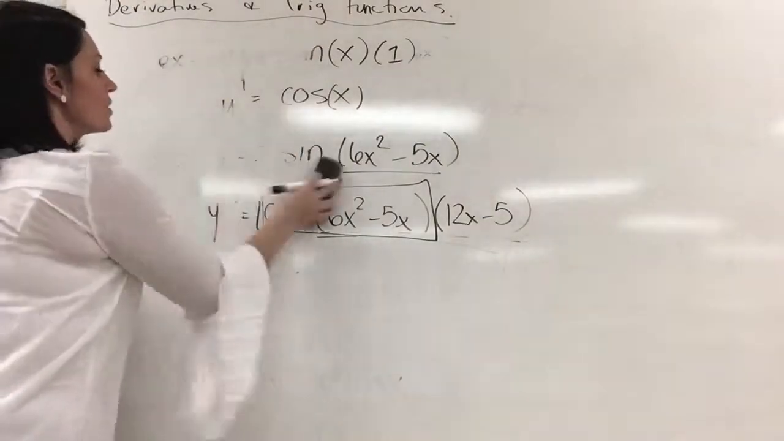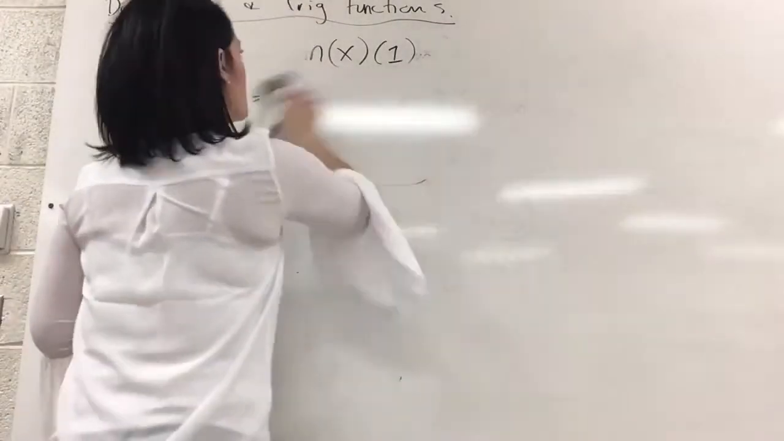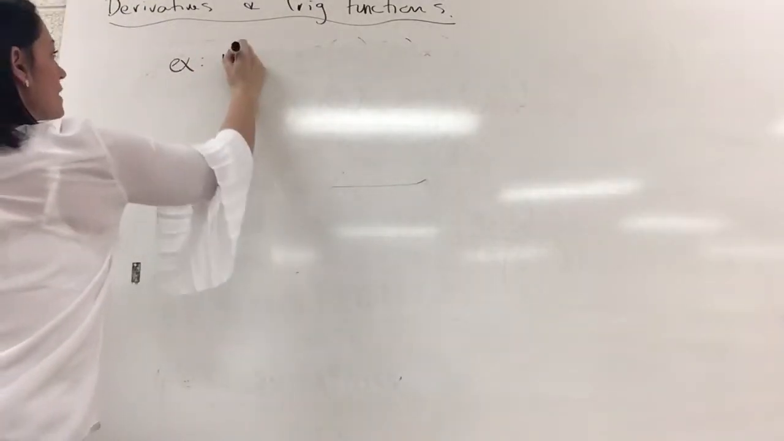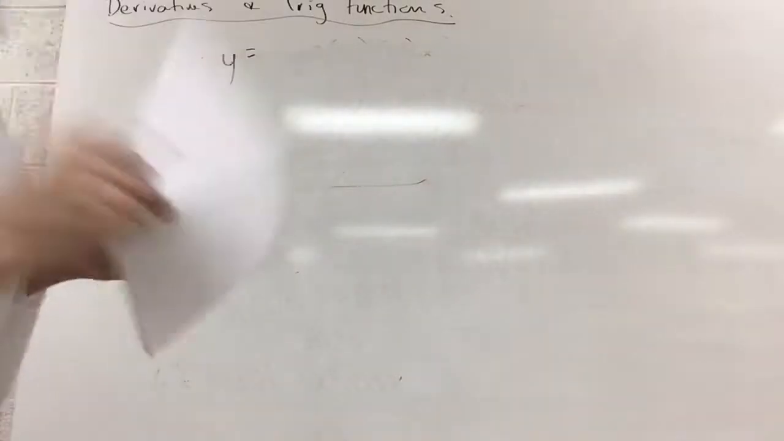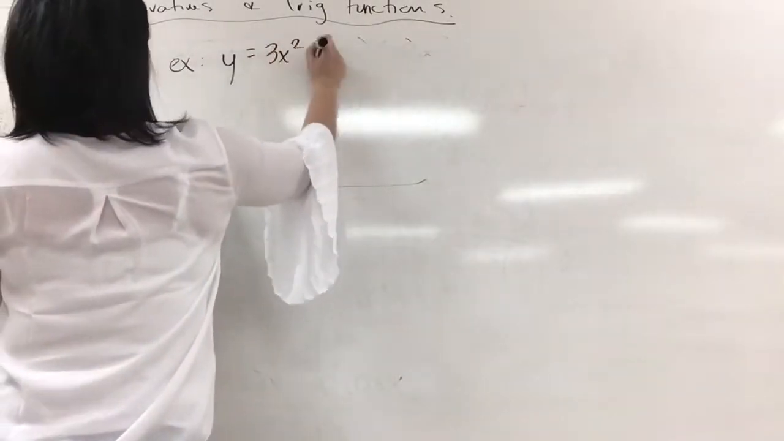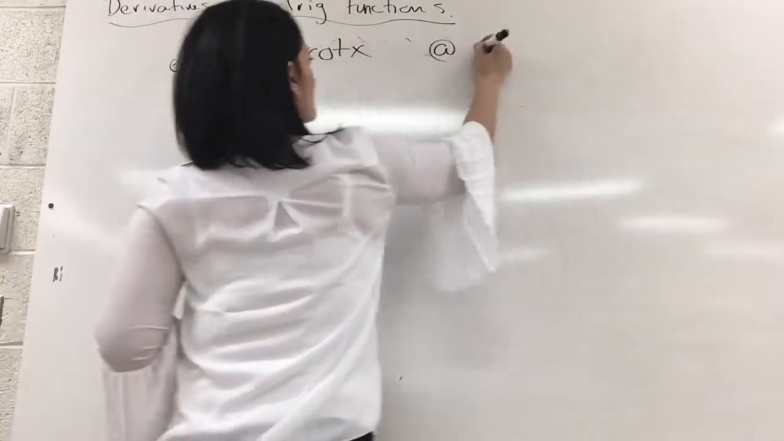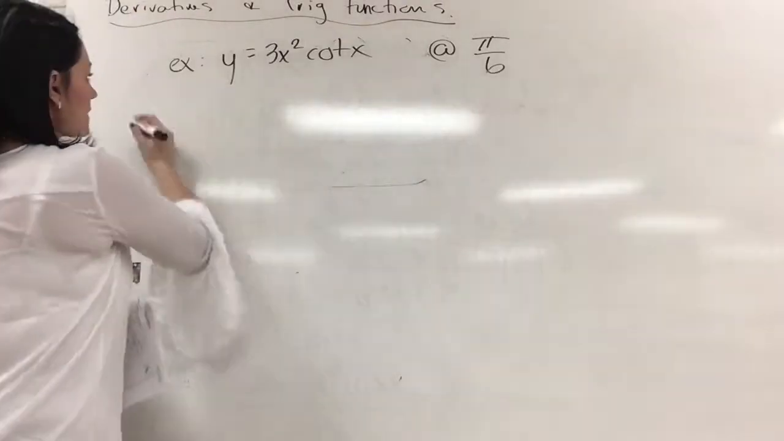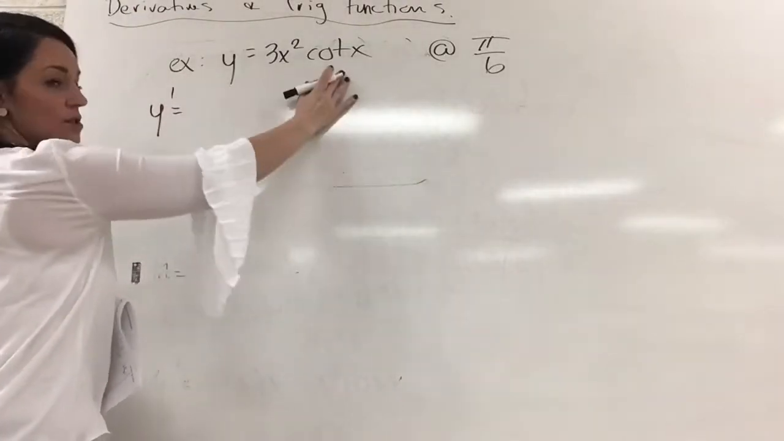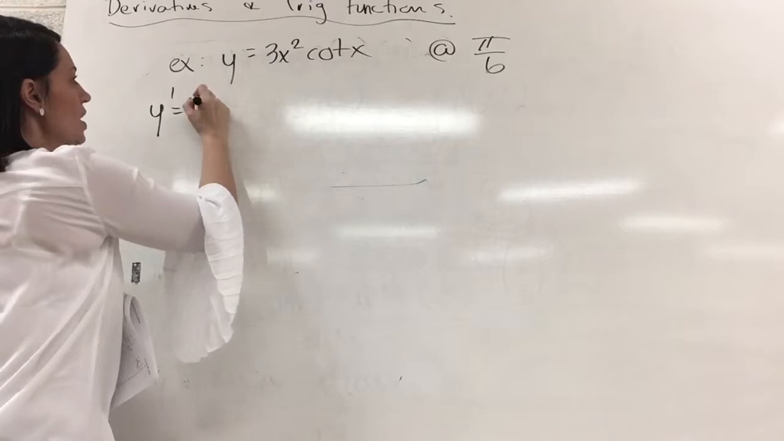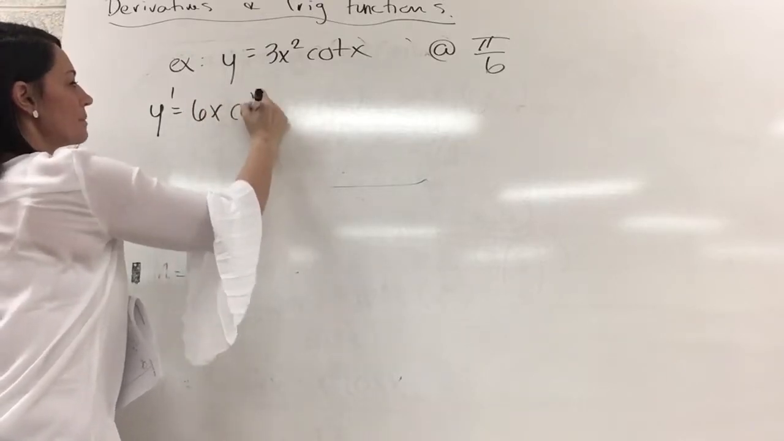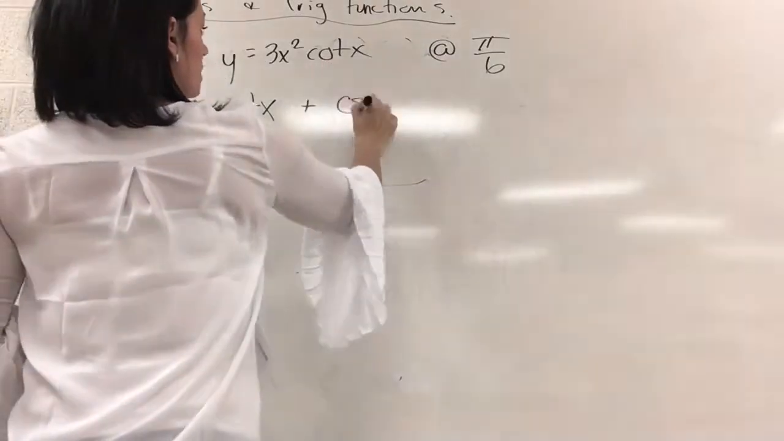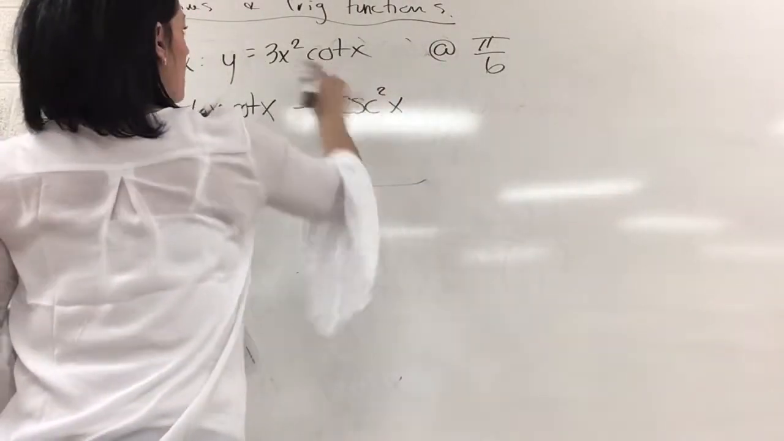One other example I want to show you guys is if I ask you to find the slope of the tangent line. So let's say I have this function, and I ask you to find the slope of the tangent line at pi over 6. First thing I need to do is find the derivative. This is two things multiplied together, so I'm going to need to use the product rule: derivative of the first multiplied by the second, plus the derivative of the second multiplied by the first.